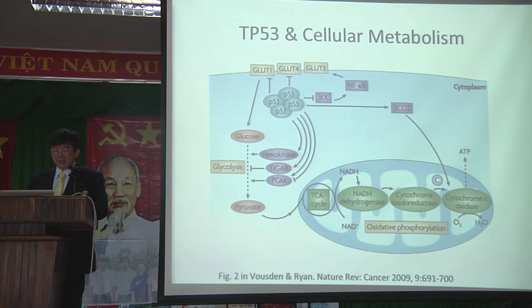So, SCO2 is called the gene name of synthesis of cytochrome C oxidase number 2. Okay, TIGAR, T-I-G-A-R, stands for TP53-induced glycolysis and apoptosis regulator. So this TIGAR actually is an enzyme.